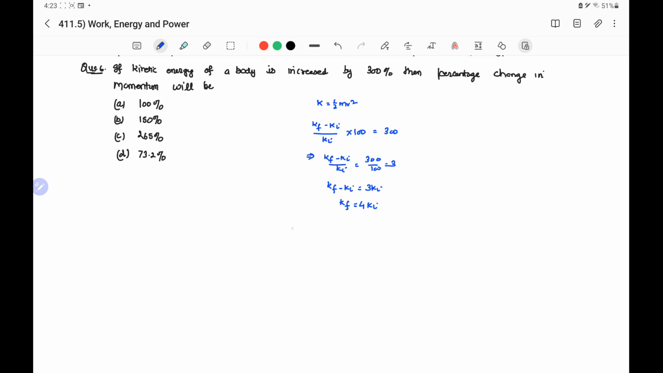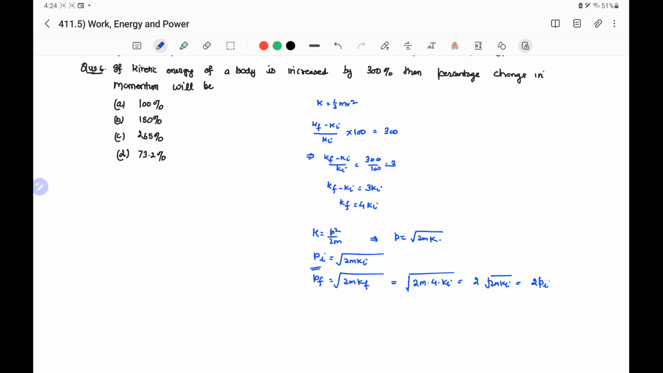We know that relation between kinetic energy and the momentum is K equal to p square by 2m. So this implies that p equal to root 2mK. So initially momentum is root 2m Ki, and final momentum is square root of 2m Kf. Because Kf is 4 times of Ki, so we can write it is 2m into 4 times of Ki, or it is equal to 2 root 2m Ki, or from the value of pi we can write it is 2 times of the initial momentum.